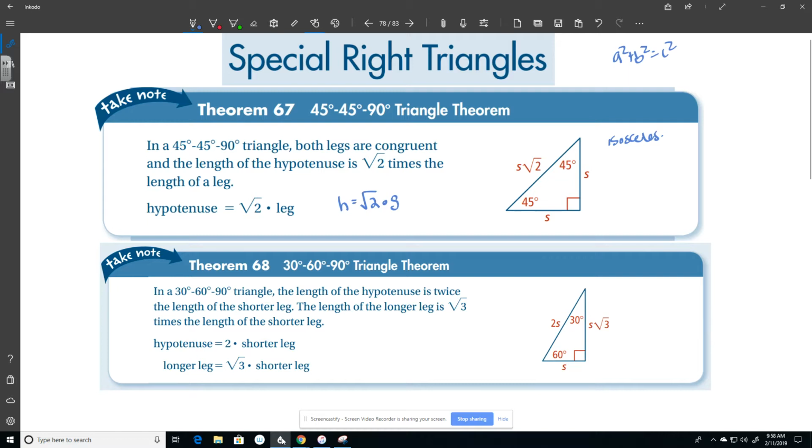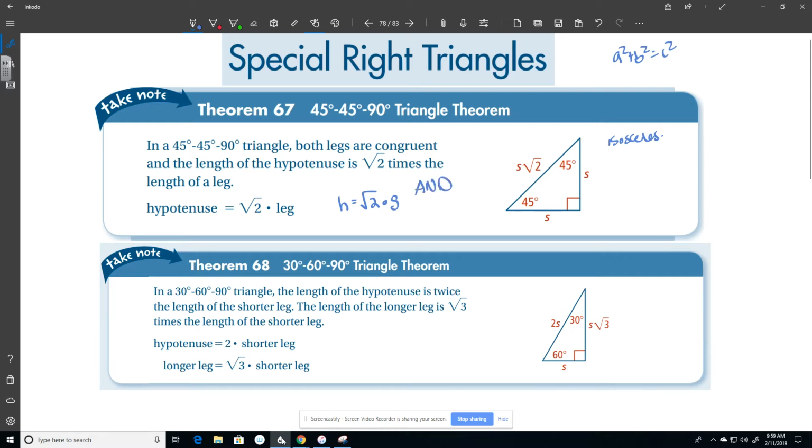So if I have a 45, 45, 90, and it gives me a side, in order to get this hypotenuse, instead of using my big long formula, all I have to do is take that side and multiply it by the square root of 2. There's also another formula that's not on your paper, and I want you to add it.